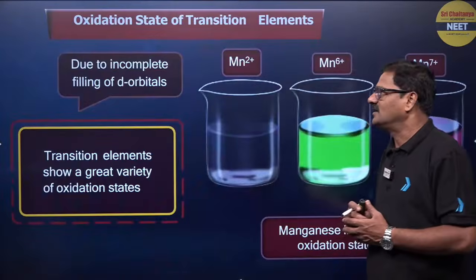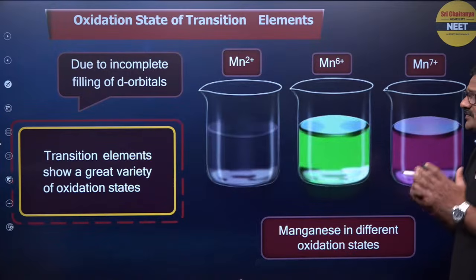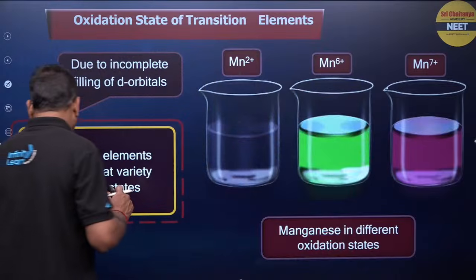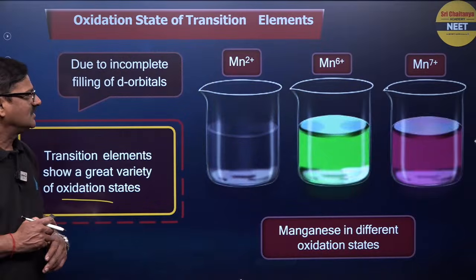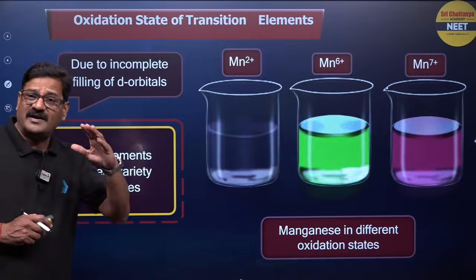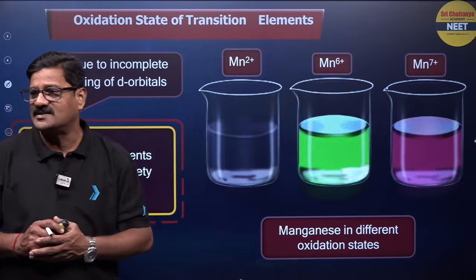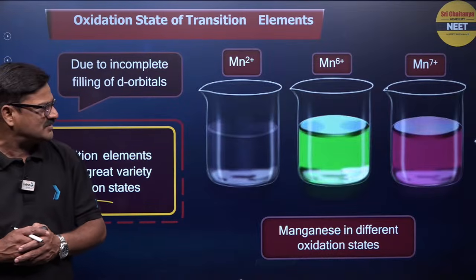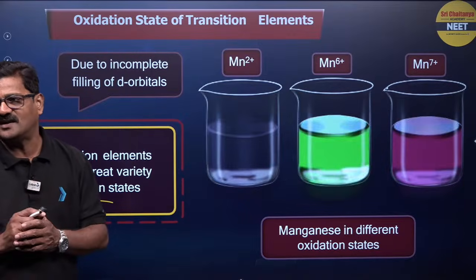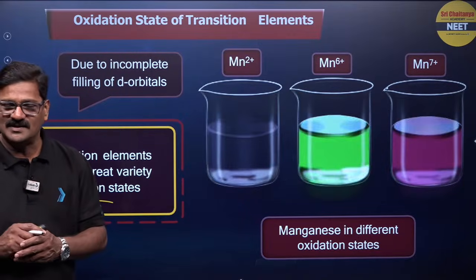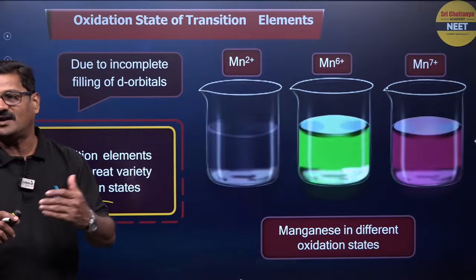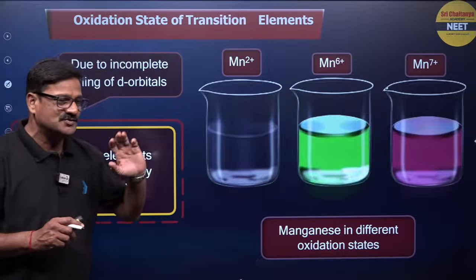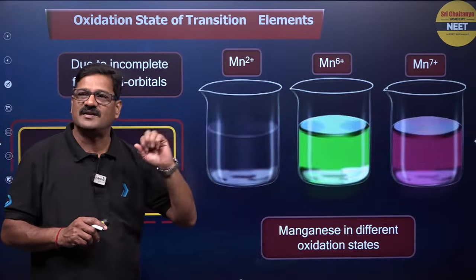Let's see clearly. Due to incomplete filling of the d orbitals, they have colors. Transition metals show greater variable oxidation states. So manganese in different oxidation states will show different colors. How to memorize these properties of all the elements? Don't memorize the properties directly, rather, Shivangi Singh, you memorize the reason behind the property, right? And you can see manganese 2+, manganese 6+, manganese 7+.